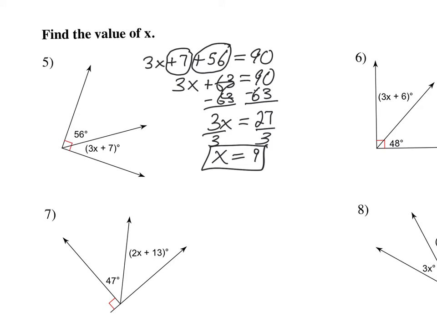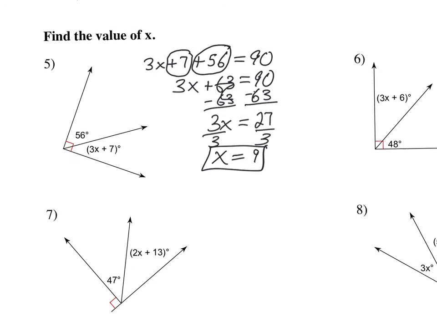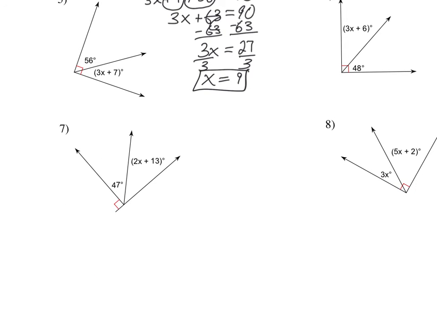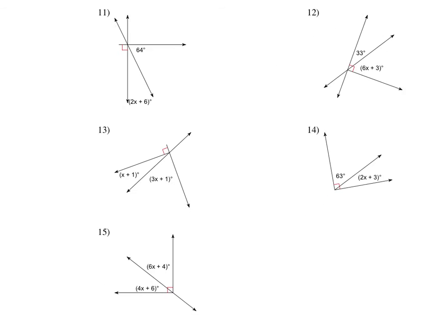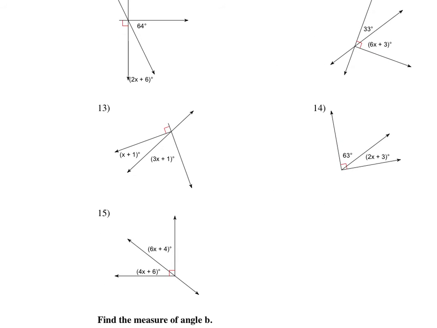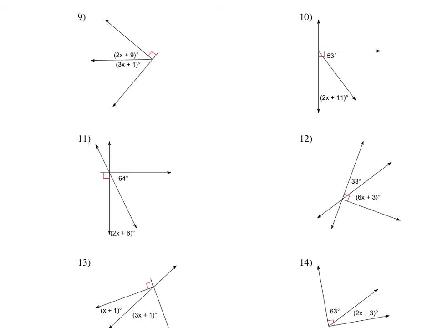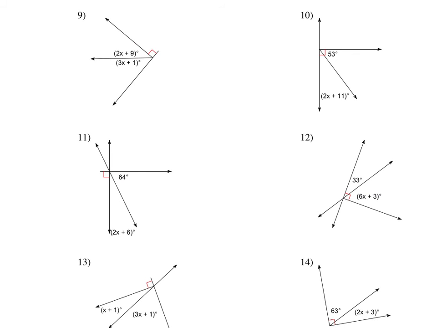Okay, so that same procedure for number 6 is true. Number 7 and 8, same thing. Those are both working off of 90 degree angles. So add the two parts together and set that equal to 90 and solve for x. On the second page, it's all the same. It's all 90 degrees, all based on 90 degrees. We don't have any 180s here, okay?